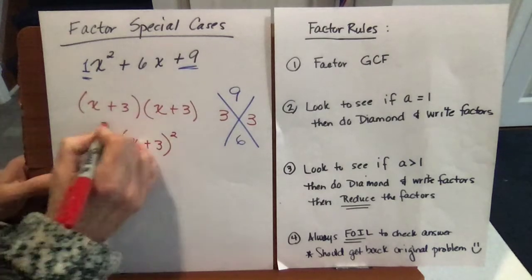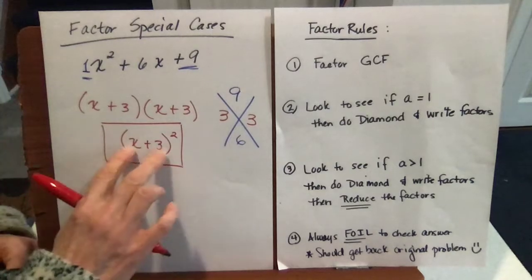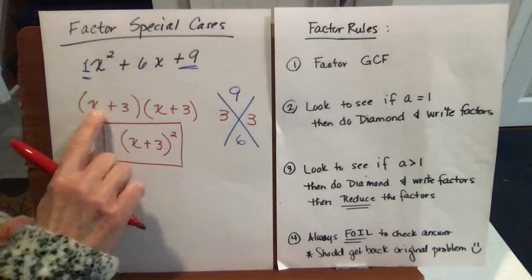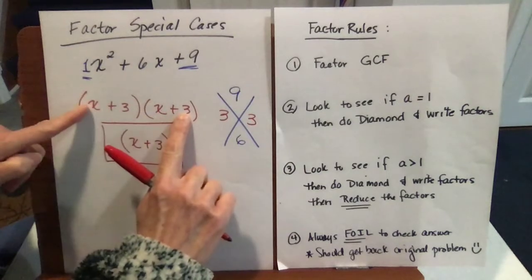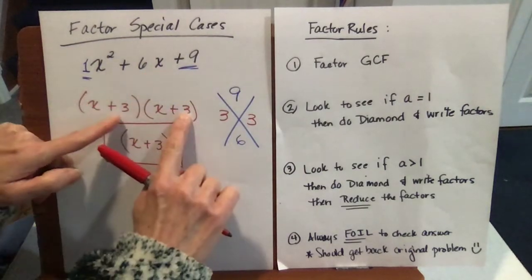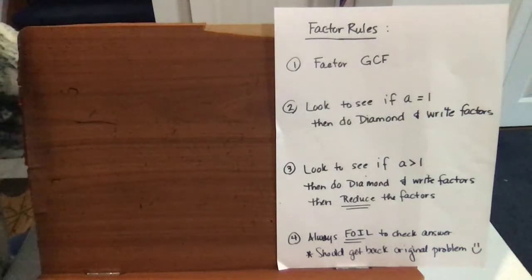Okay, because this would be our final answer. Again, to check it, remember a quantity squared means a quantity times itself. x squared plus 3x plus 3x gives us 6x, and 3 multiplied by 3 gives us 9. So you could go back and check. All right, let's look at another one.